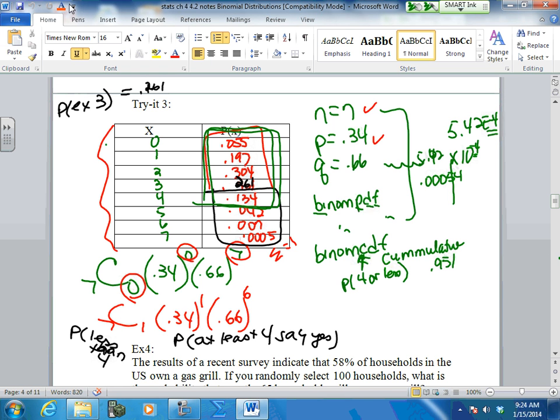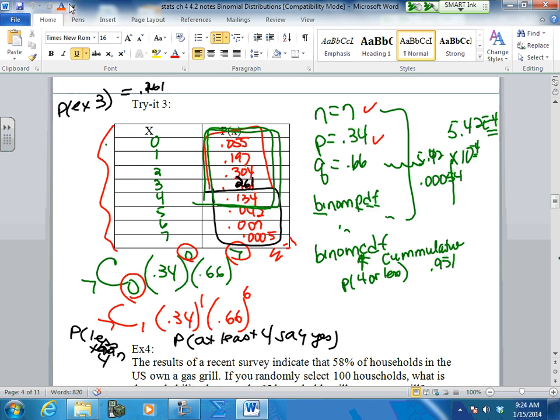Now, let's go to the cumulative one. What it does is it accumulates from 0 to a stopping point. It always goes from the 0 to the stopping point. So do your second bears and come down to the CDF, right past the PDF. It still sets it up the same way. Number of trials is 7. Probability of success is still 0.34.